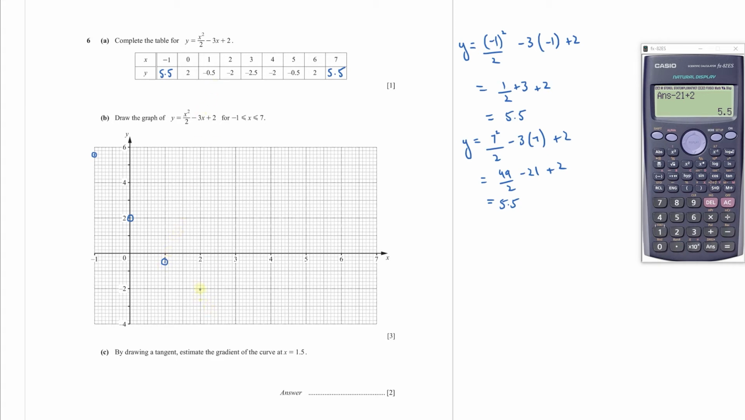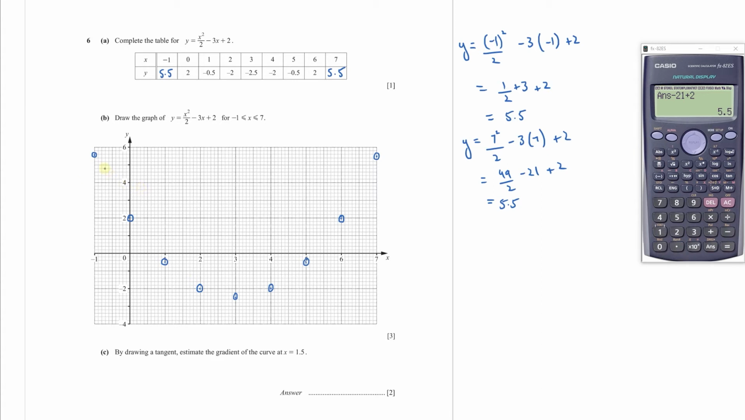2 and minus 2 will be this one. And then 3 and minus 2.5. 3 and minus 2.5 will be this value. 4 and minus 2. 5 and minus 0.5. So 5 and minus 0.5 will be this one. 6 and 2. And then 7 and 5.5. So this is the plot.